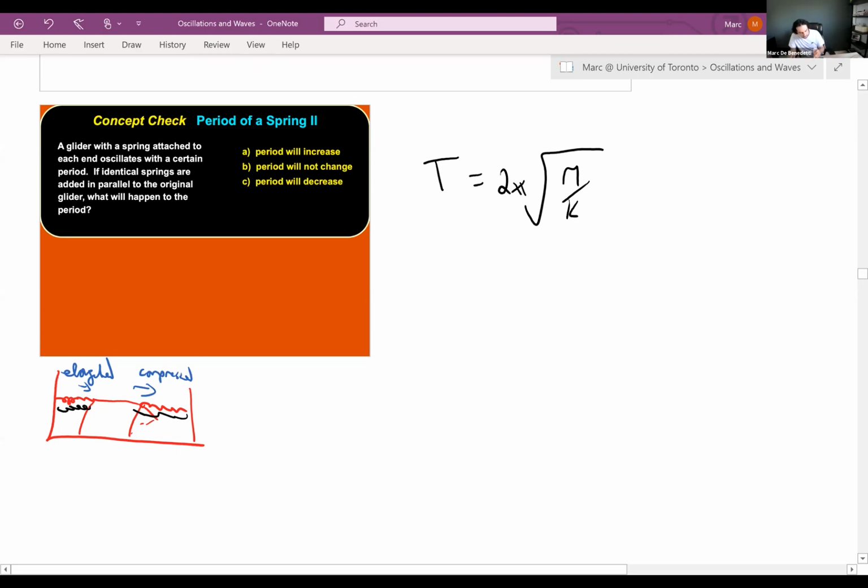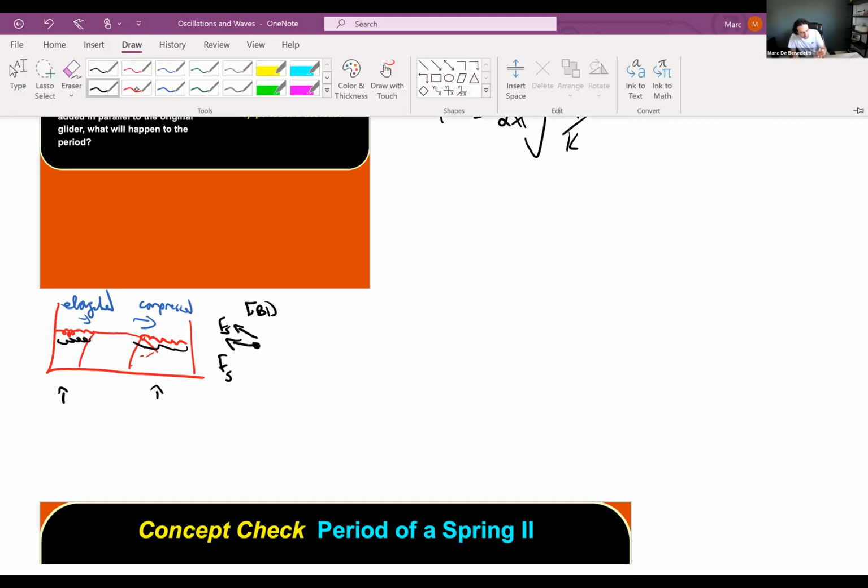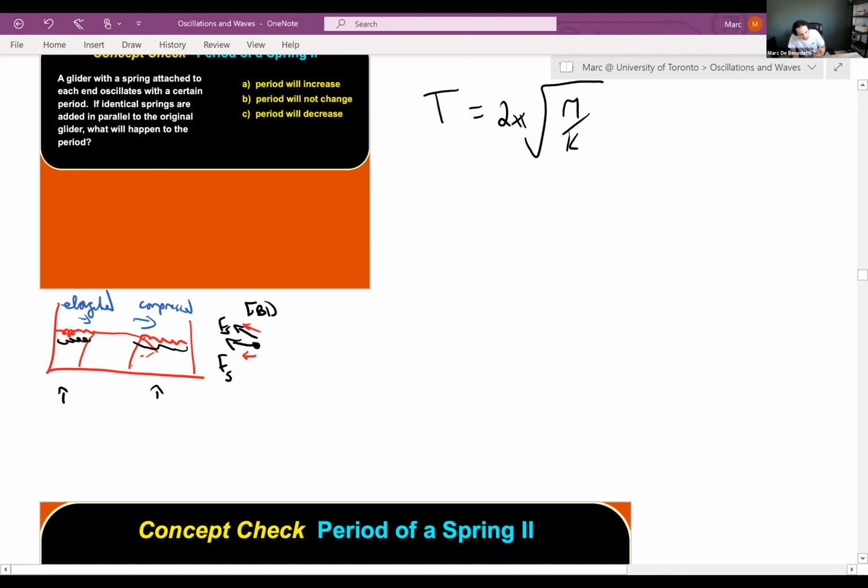Well, before, if you draw a free body diagram, if we compressed the right spring, we would be creating a spring force backwards. And if we elongated the left spring, we would have a restoring force backwards as well. If we added 2 springs, then we're adding 2 more forces in the same direction. So we're actually doubling the spring force.